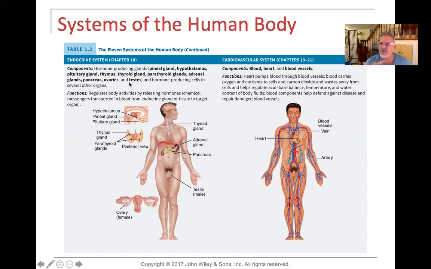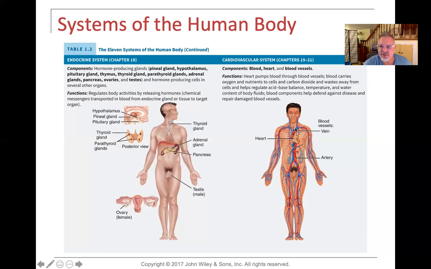Ovaries and testes are part of the reproductive system, but they do produce hormones, so they overlap into the endocrine system. So they're going to regulate bodily activities by releasing hormones, which are really these chemical messengers that are going to be transported in the blood from these endocrine glands or tissues to another part called a target gland. And again, they're going to help regulate homeostasis.